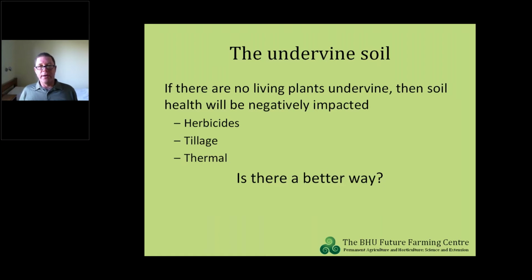The problem with the undervine is that there are no living plants there, because we're using herbicides or tillage cultivation to eliminate them. It doesn't matter how we're getting rid of them. The fundamental problem with this system is there are not enough living plants there. The vines help, but they're not enough by themselves. So from my view, the core of improving the sustainability of a vineyard is to get rid of this plant-free strip under our vines. We have to find a better way of doing this, because the current system is resulting in multiple negative outcomes, particularly around soil health and the flow-on effects from that.